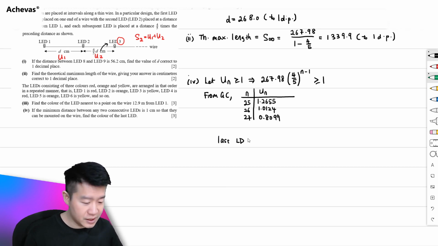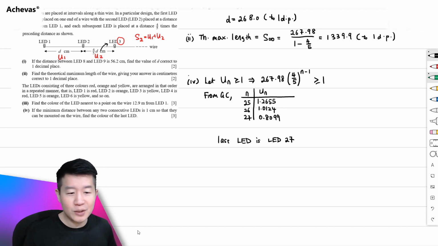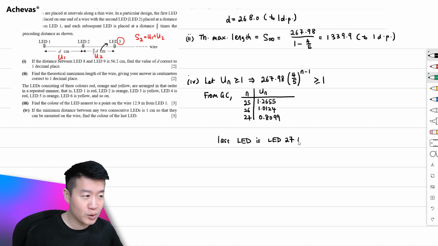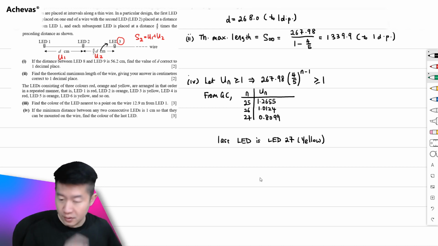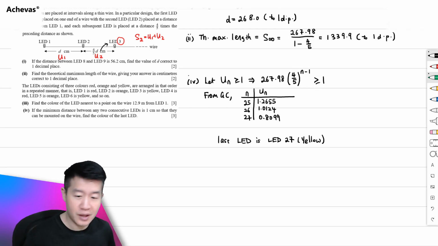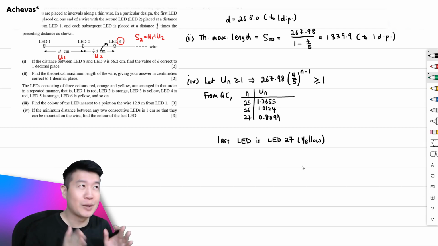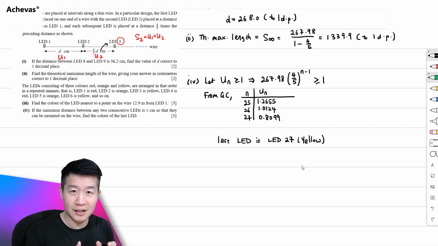The last LED is supposed to be LED 27, and LED 27, it is a multiple of 3, so LED 27 is a yellow. Okay, LED 27 is a yellow. With LED 28, it is going to be a red color.